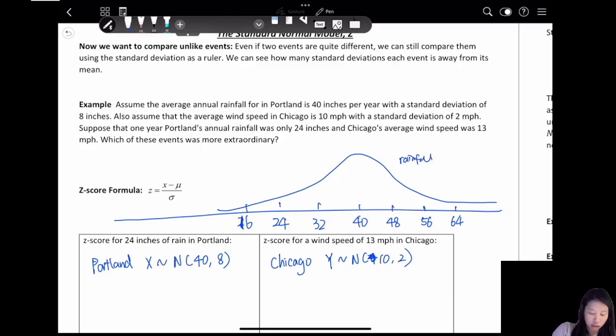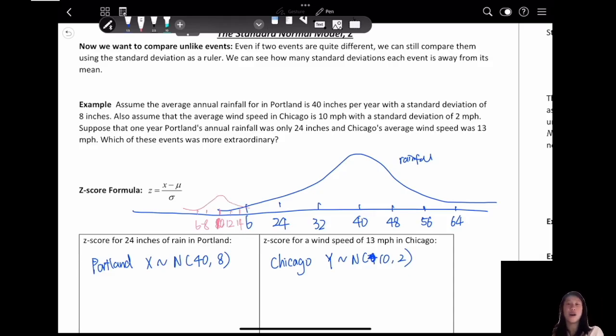Now I'm going to use a different color for Chicago. Chicago, we know that the center is 10. That's around here with these two standard deviations. Oh, I'm doing it wrong. You add one standard deviation, which is 12, and then 14. You subtract one standard deviation, which is 8 and 6. So maybe Chicago's wind looks like this. So how do I compare these two?